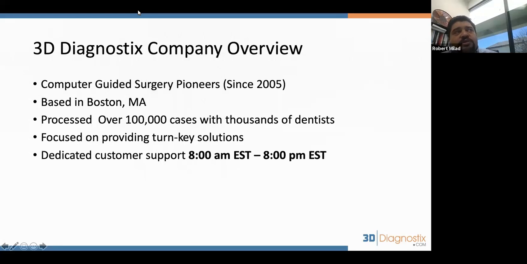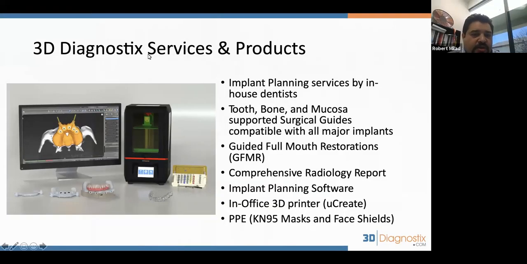We focus on turnkey solutions for guided surgery. So if you have treatment planning software or you don't, we'll work with you and we'll try to help you in getting those guided surgery cases to your office. We have a dedicated customer service team whose hours of operation are 8 a.m. to 8 p.m. Eastern. We really strive for customer service excellence and we take pride in our customer service.